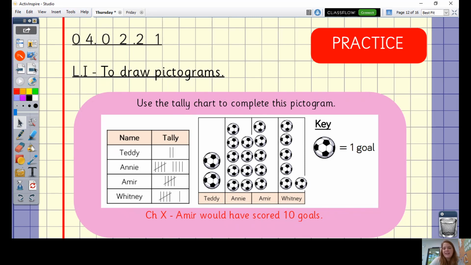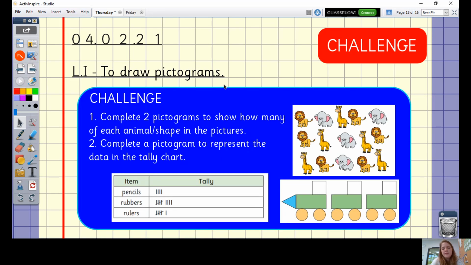Okay, so let's have a look at your challenge for today then, Year 2. You have got some more pictures similar to your learning you did yesterday. There are 2 parts to your challenge today. The first part is I'd like you to complete 2 pictograms to show how many of each animal there are, and then another pictogram to show how many of each shape. So 1 pictogram to show how many animals there are, and another pictogram to show how many shapes there are.